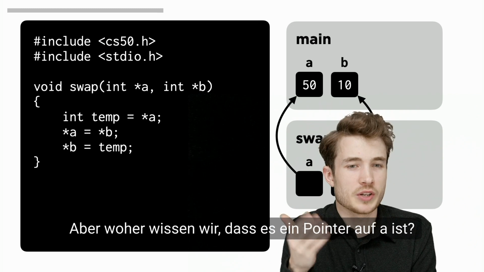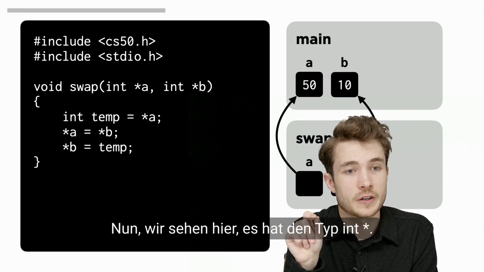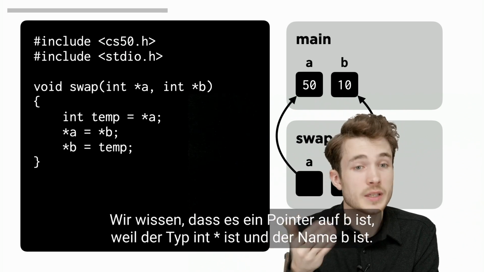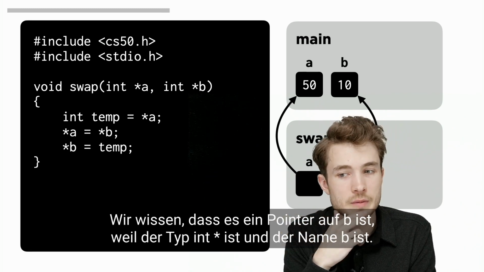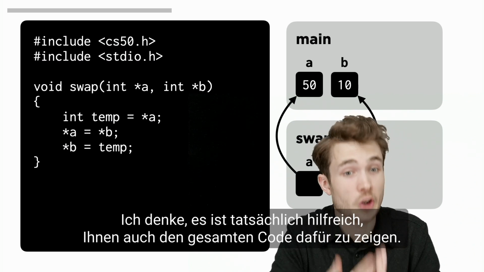But how do we know it's a pointer to a? Well, we see here it has the type int star. And then the same thing here, a pointer to b. We know it's a pointer to b because the type is int star and the name is b. So I think it's helpful actually to show you the entire code for this as well.